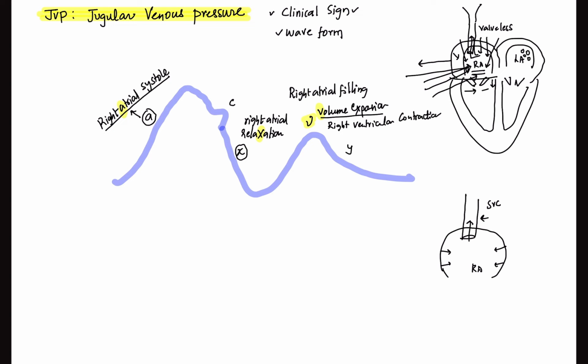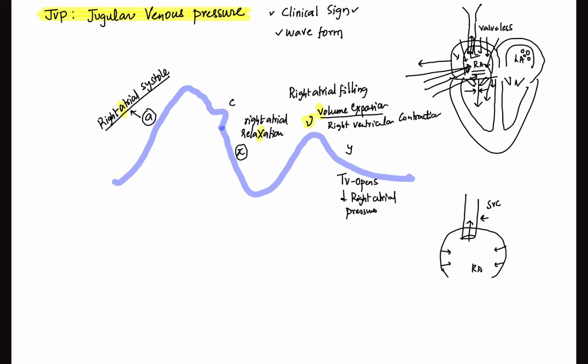Now this is followed by opening of the tricuspid valve. Whenever the tricuspid valve opens, there is a fall in right atrial pressure because there is emptying of the blood from the right atrium to the right ventricle. Till now, during atrial contraction and relaxation, the tricuspid valve is closed. But as the blood fills into the right atrium, the tricuspid valve will open and the right atrial pressure will fall. The fall in right atrial pressure as the tricuspid valve opens is the Y descent.